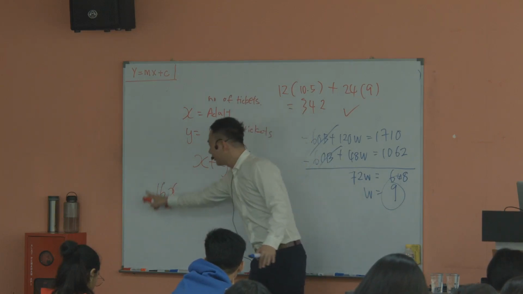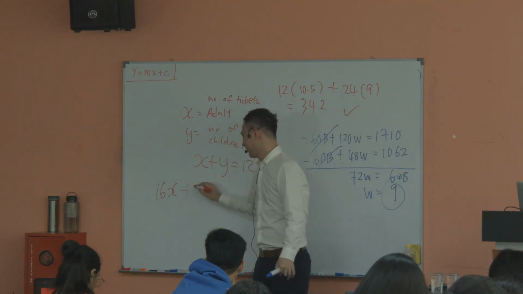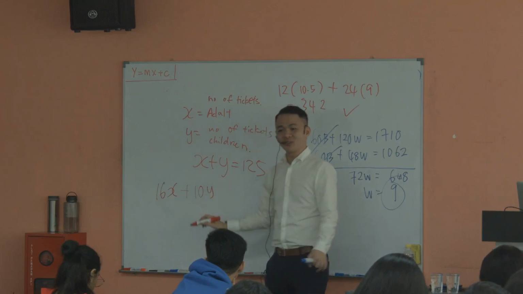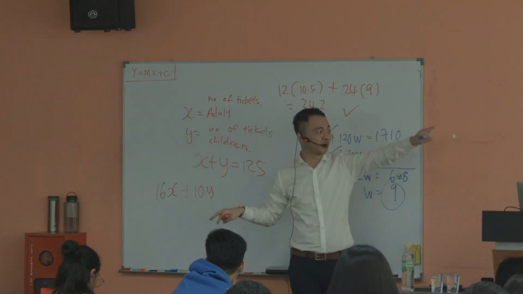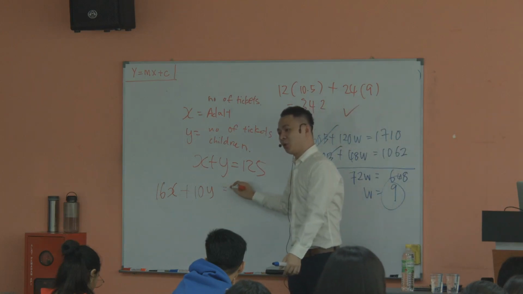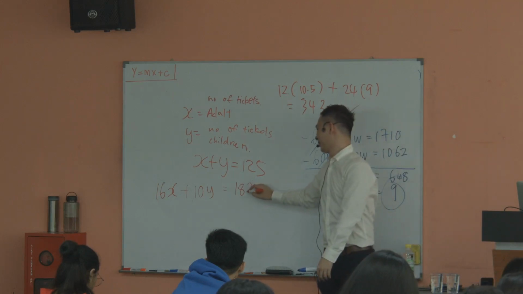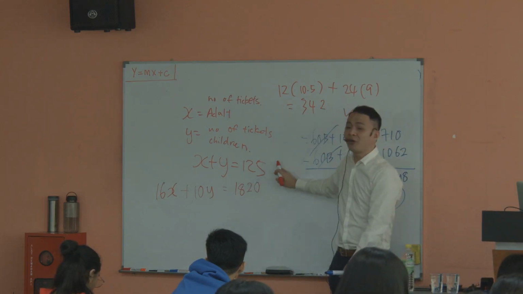16x means the total money I get from adult tickets, plus 10y, because y is children. Children need to be multiplied by the children ticket price, equals 1820. Alright, this is how I form these two equations.